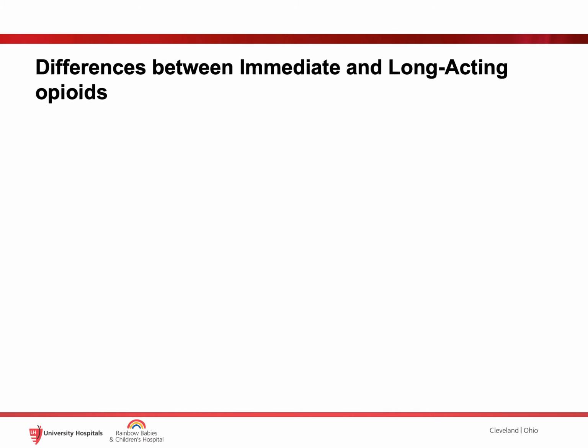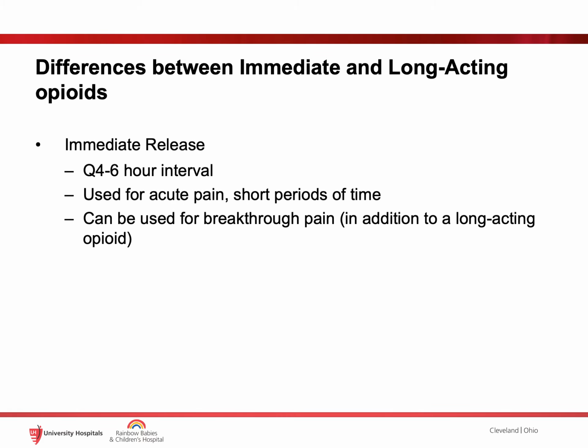So the differences between immediate and long-acting opioids: immediate is going to act quickly, so it works within 30 minutes typically. It's going to last for 4 to 6 hours. You use the immediate release opioids for acute pain in short periods of time. You can also use it for breakthrough pain if you are using long-acting opioids.